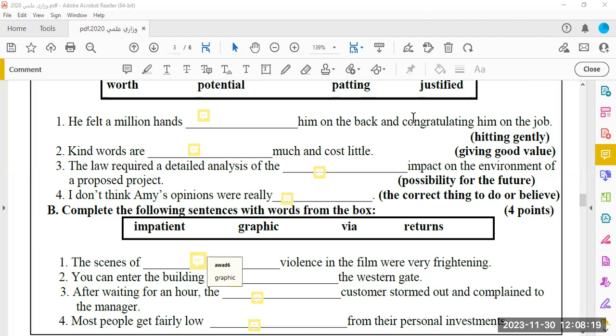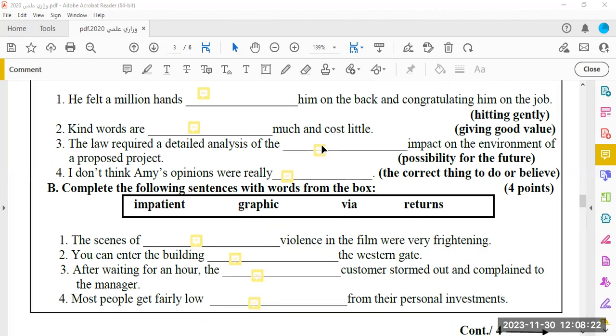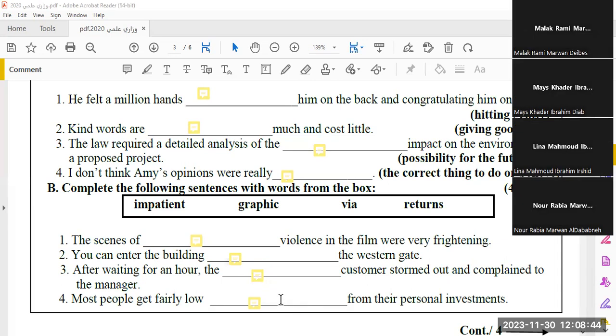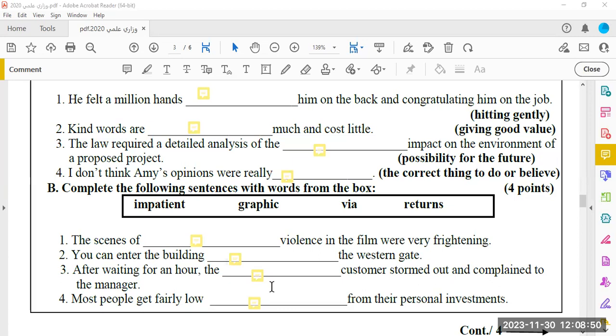Rita, Mace, and Lena. You can enter the building via the western gate. Number 3. After waiting for an hour, the impatient customer stormed out and complained to the manager. Okay, the last one, Lena. Most people get fairly low graphic from their personal investment. No, returns. Returns from investment. So number 1 is graphic. Number 2 is via. Number 3 is impatient. And the last one, returns.